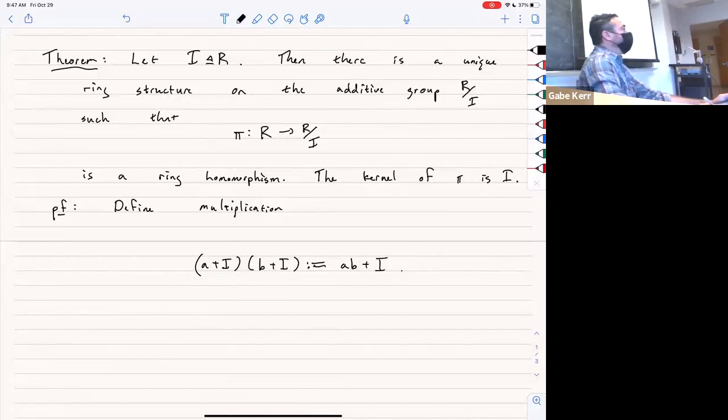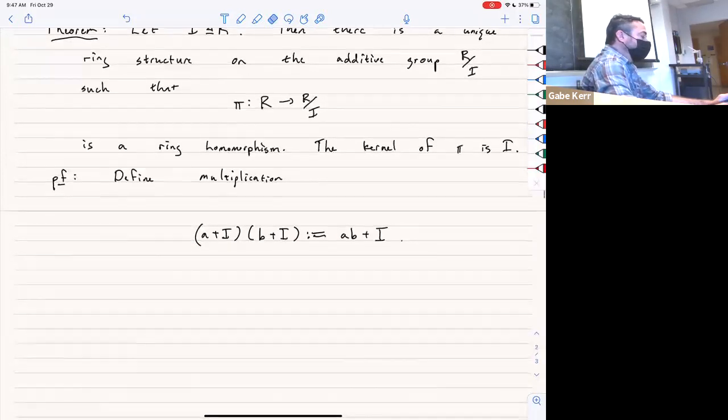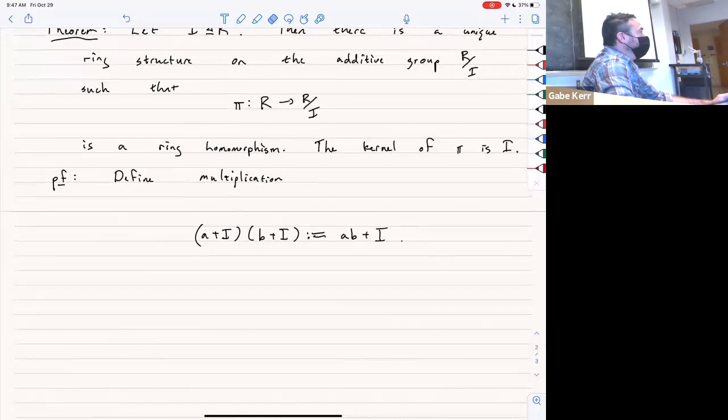So the key, associativity here shouldn't be hard. The unital condition shouldn't be hard. All of the things that you would expect. Distributive property is not hard. All of these things follow immediately. The only thing you have to really check here is that it's well-defined. In other words, there is some ambiguity, right? The ambiguity is the choice of representatives, a and b.